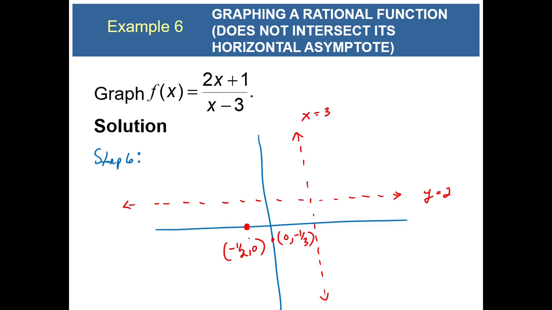So I want to pick a value to the left side of negative 1/2 to figure out if it's above or below the x-axis here. And then I want to pick a value between negative 1/2 and 3 to see if it's above or below the x-axis here. And finally we'll pick a value to the right side of 3 to see if it's above or below the x-axis.